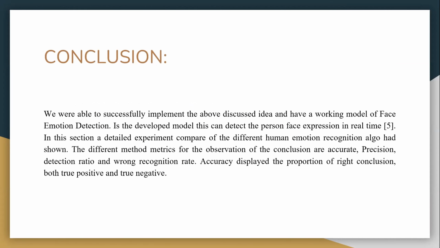Coming to the conclusion, whatever work we have done in our research paper has reduced the complexity and improved the accuracy as compared to the more usual CNN model. Instead of that, we have used the Haar cascade, which has reduced the complexity and improved the accuracy.